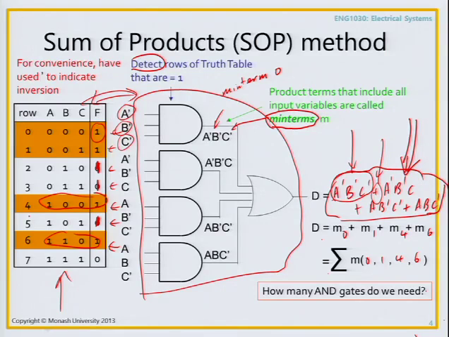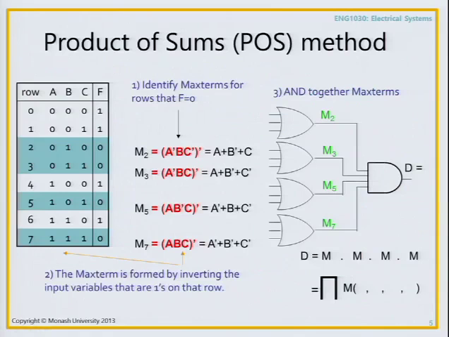Now, that's all well and good, but if I had the truth table where I've got 7 1s in it, that means I would need 7 AND gates. What if I just look at the rows of zeros? Does that make a difference? Well, you can do that. And if you do that, the method that you come up with to produce logic is called the product of sums method. So it's sort of the opposite of the sum of products, POS-SOP.